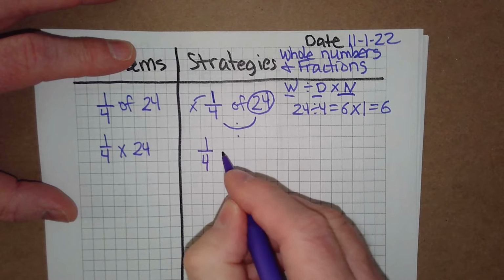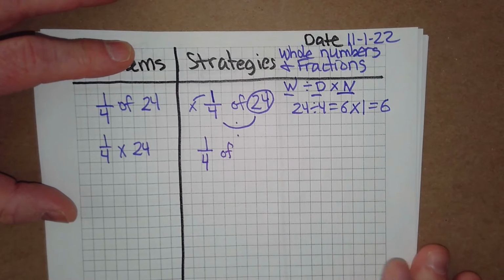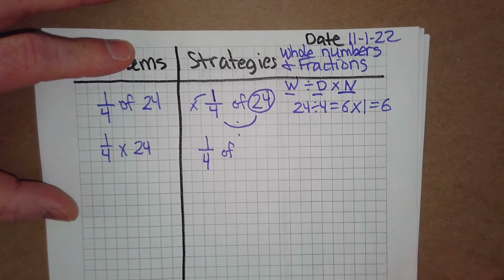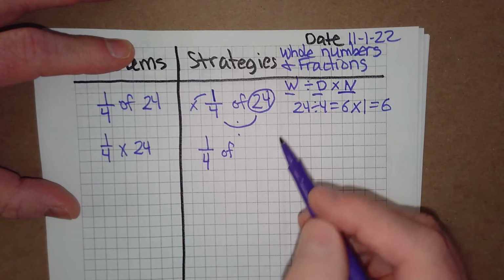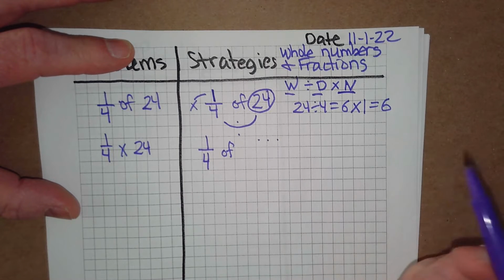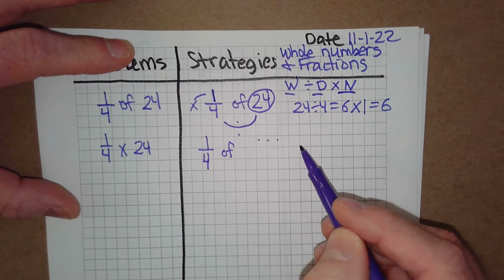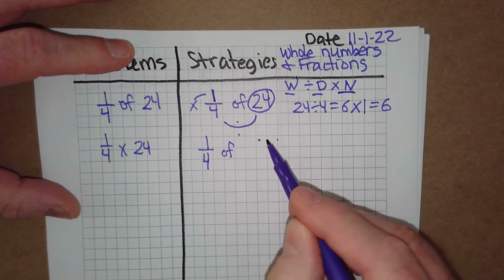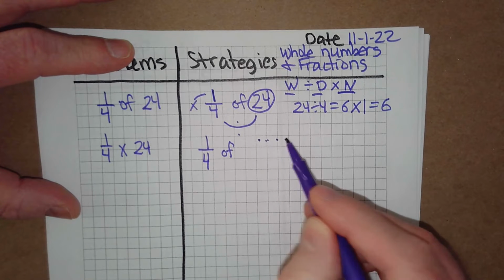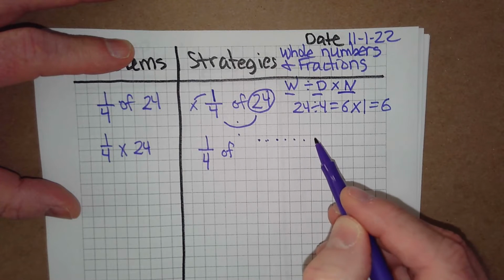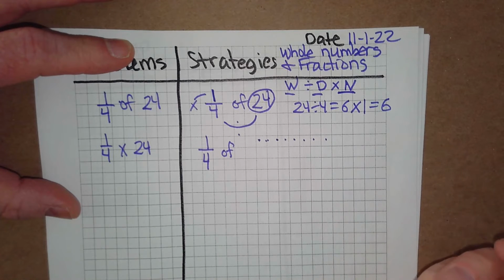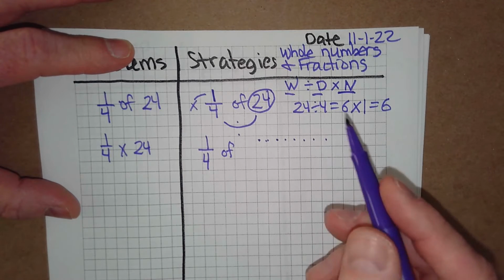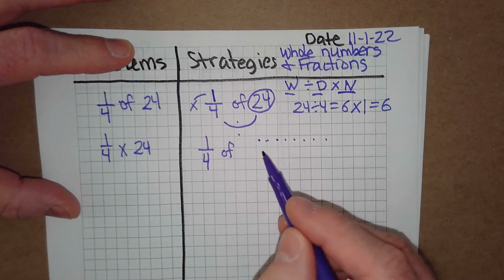1/4 of 24, what could you draw a picture of? Dots. How many? 24 dots or 24 squares. It doesn't matter what they are. Count those for me. 1, 2, 3, 4, 5, 6, 7, 8. How many more dots do I need to get my 24?